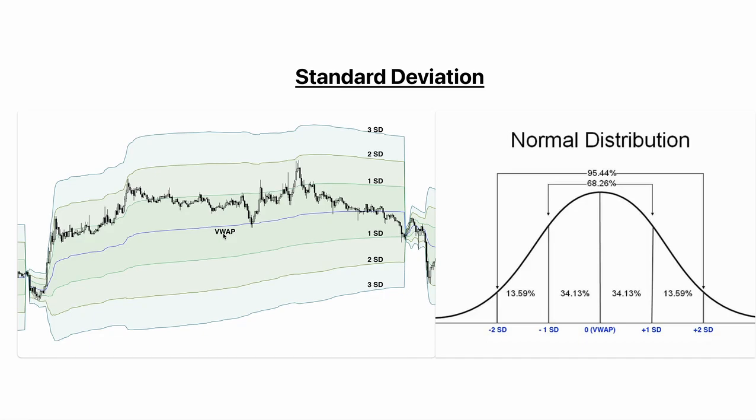So what is a standard deviation? Standard deviation is a way to measure how spread out or varied a set of numbers is. Think of a bell curve, also known as a normal distribution. This is a pattern that represents the distribution of outcomes around an average value. So in our example, the average value is the VWAP. The midpoint of the distribution is the VWAP. That is also viewed on the chart as your middle line.